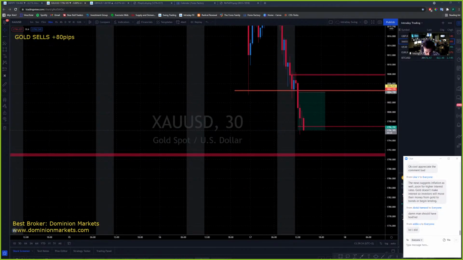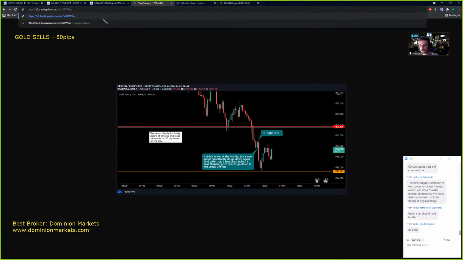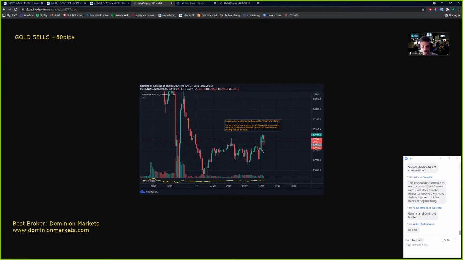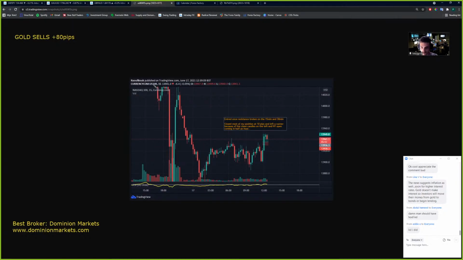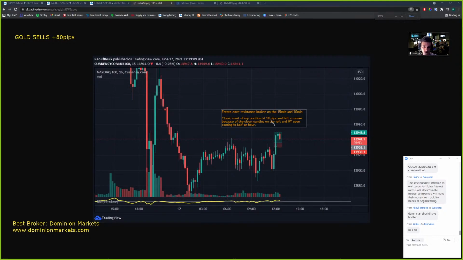We have a chart from Rauf. Chart coming in. Let's take a look. This is US 100. Oh, interesting. Not even US 30, but US 100. Entered once resistance broken on the 15-minute and 30-minute. Closed out most of my position at 10 pips and left a runner because of the clean range. Left NY Open coming in half an hour. Closed most of my position. Yeah, that's perfect.